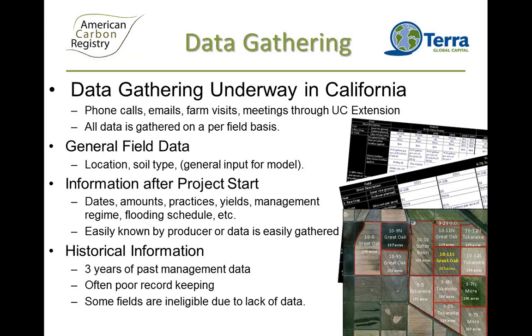What's more difficult is historical information, the third pool of data. It requires 3 years of past management practices. So maybe field 104 was tilled 3 times in 2010, twice in 2011. The further you go back in time, the more difficult that data is to find. We often work with a lot of family farmers, so the data is passed down from generation. Sometimes there's very poor record keeping, so we have difficulty finding the history of that field. And some fields are just ineligible due to lack of data.